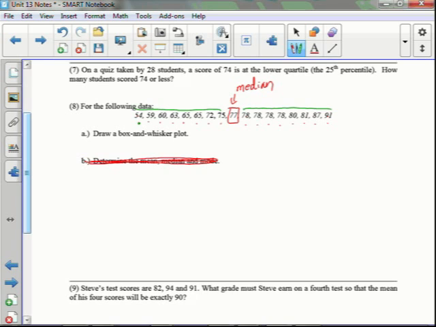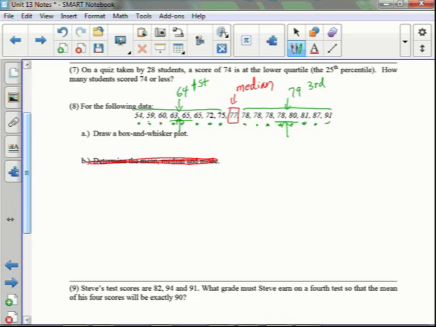Okay, on the lower half, 1 and 1, 2 and 2, 3 and 3, 4 and 4. Now you see you have both of those there. So the first quartile is going to be between 63 and 65. It's going to be 64, your first quartile. So let's try this in the top. 1 and 1, 2 and 2, 3 and 3, 4 and 4. Here we are again, we've got 2. That means you're going to be in the middle of those two, or the average, which is 79. That's your third quartile.